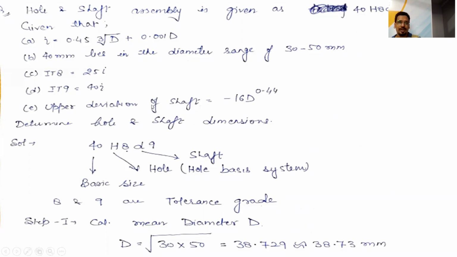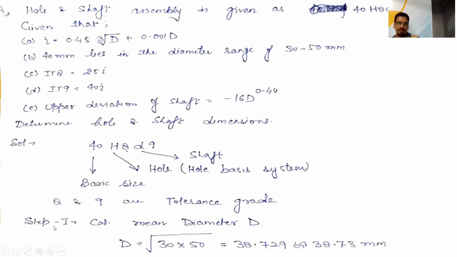So we have to calculate what? We have to calculate hole and shaft dimension. So 40H8D9 means 40 is the basic size, H is the hole basis system, basic hole. Basic hole means we have to use the lower limit of hole equals to the basic size. 8 is the tolerance grade for hole, D is the shaft, 9 is the tolerance grade for shaft.